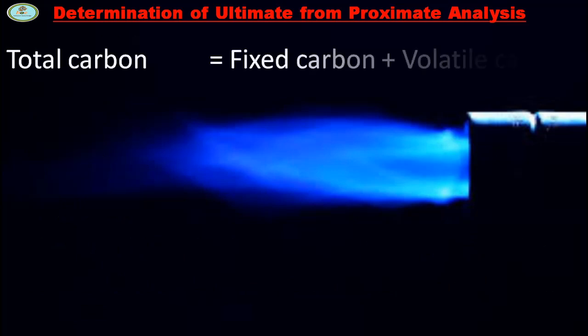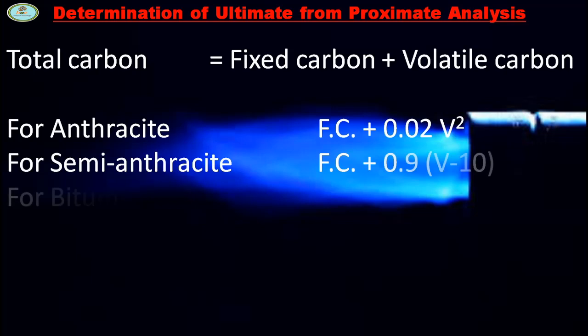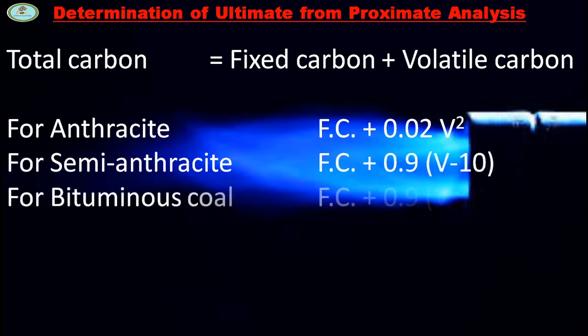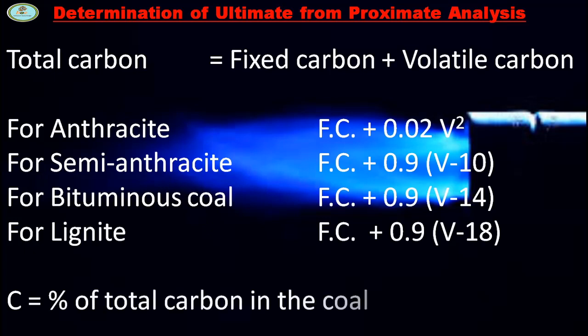Total carbon is equal to fixed carbon plus volatile carbon. For anthracite, fixed carbon plus 0.02 V square. For semi-anthracite, fixed carbon plus 0.9 into V minus 10. For bituminous coal, fixed carbon plus 0.9 V minus 14. For lignite, fixed carbon plus 0.9 into V minus 18. Here C is the percentage of total carbon in coal.